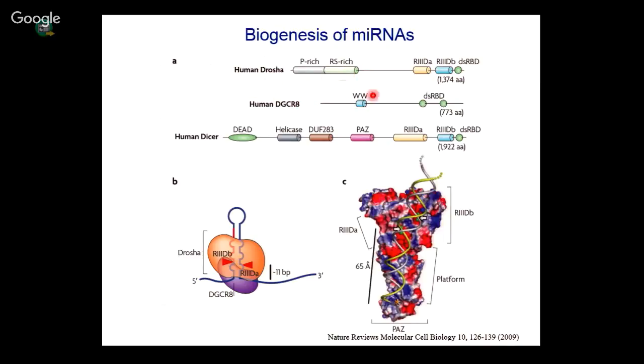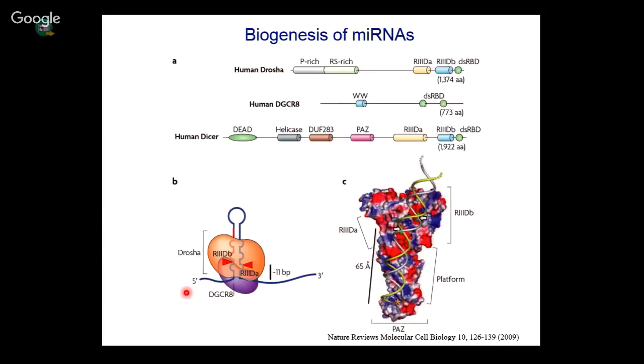We can see it includes two RNase III domains here, and also a double-strand RNA binding domain. In human, DGCR8 is another protein associated with Drosha, but we can see it contains only the double-strand RNA binding domain, no RNase III domain, which means that this protein is facilitating the Drosha function, but the enzymatic activity is located at Drosha.